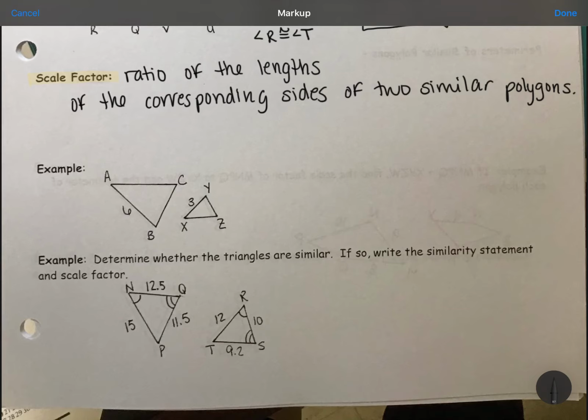Actually, this one we can't determine because I don't have any angles marked. We just want to write a similarity statement, and then we need to find the scale factor. So this one wants us to find the scale factor. I was looking at the wrong problem.